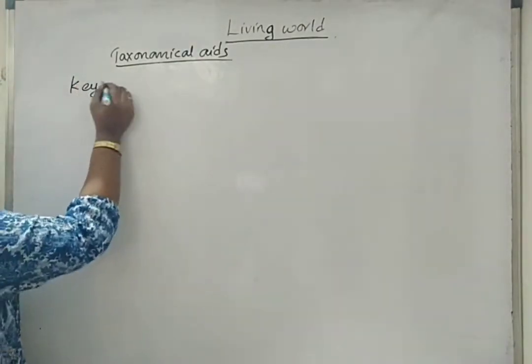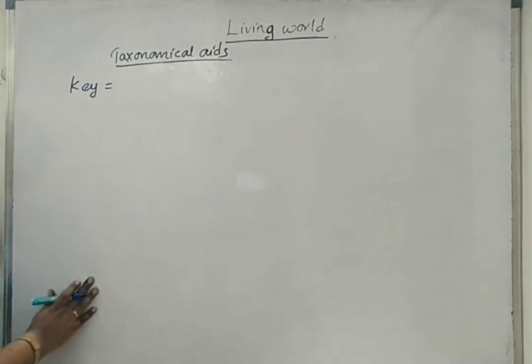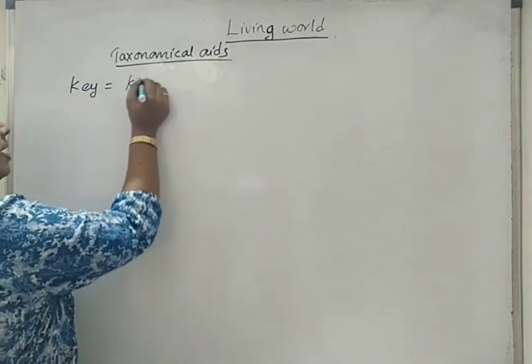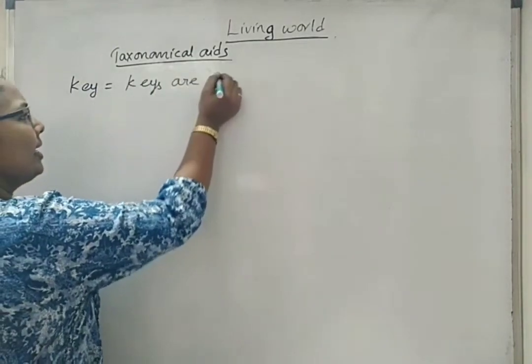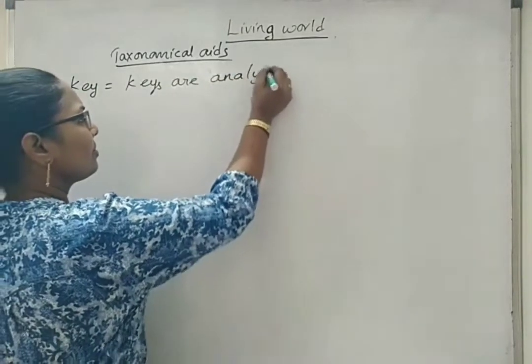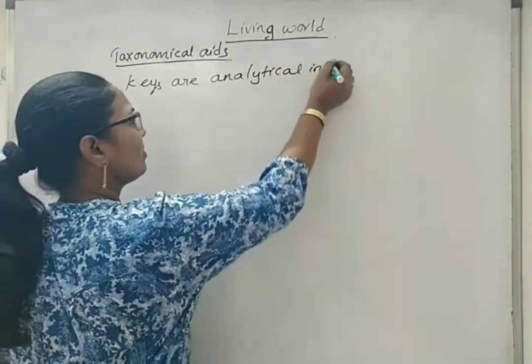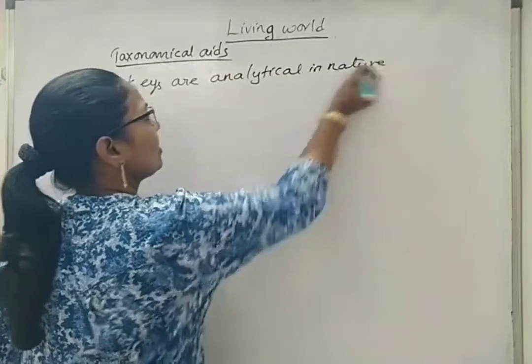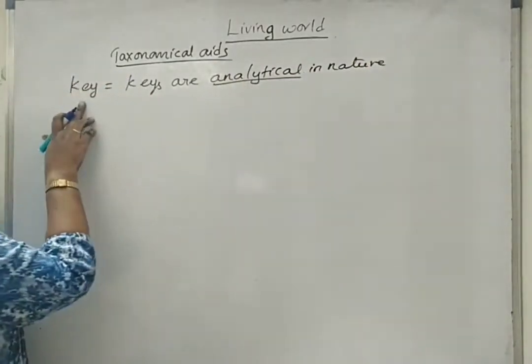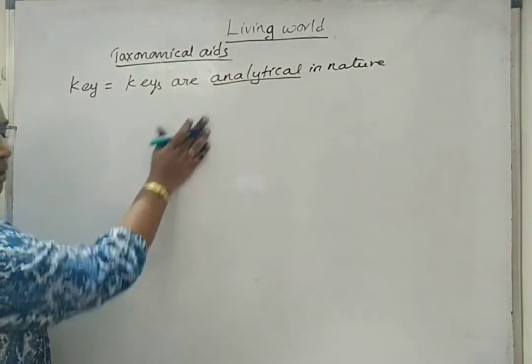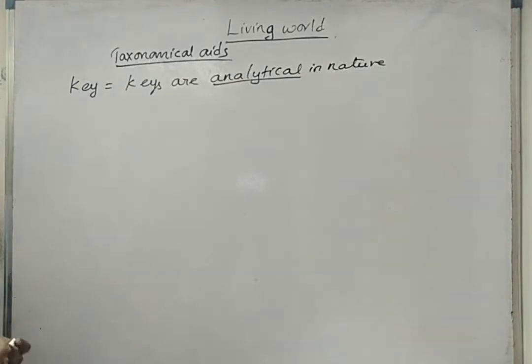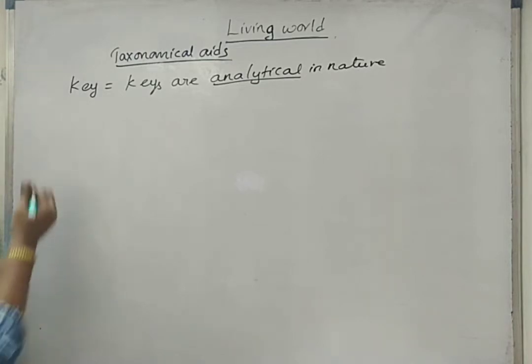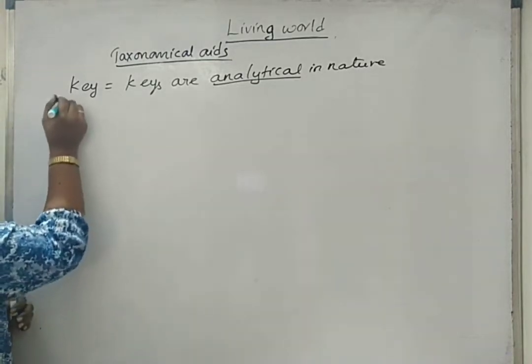We forgot one point that is given in previous MCQs. Keys are analytical in nature. It means the statements which are read under key are very much useful to analyze different types of organisms and their characteristic features, contrast characteristic features. So another taxonomical aid is Flora.